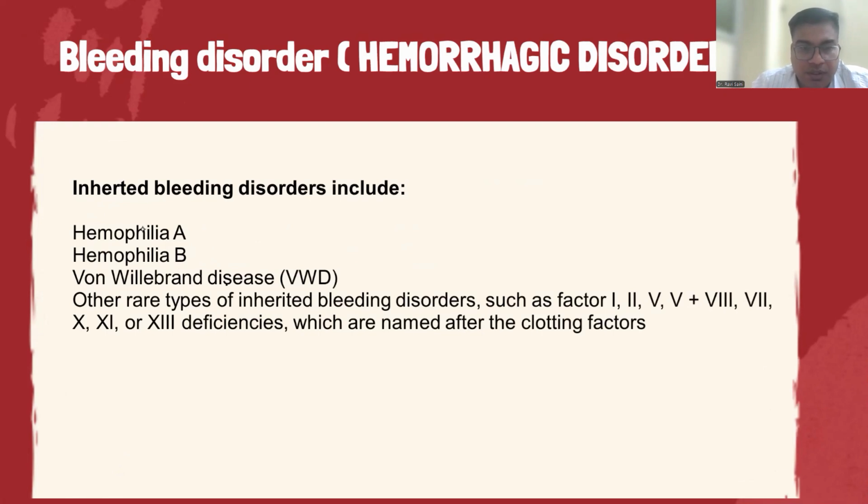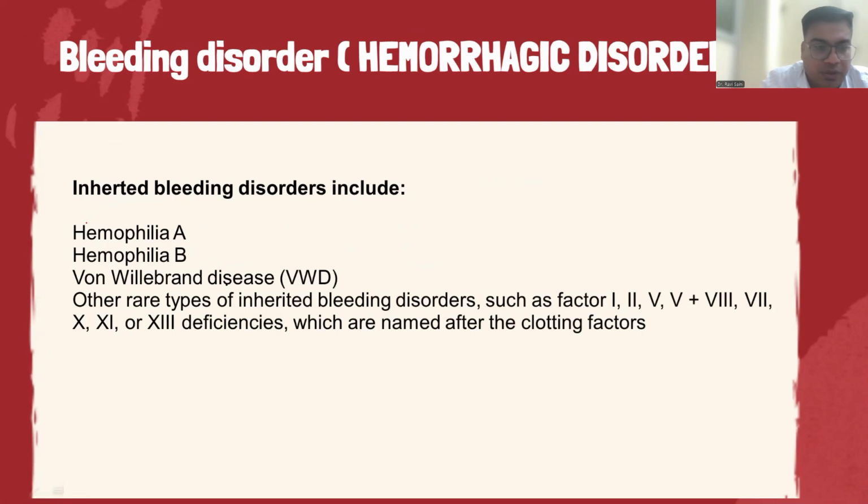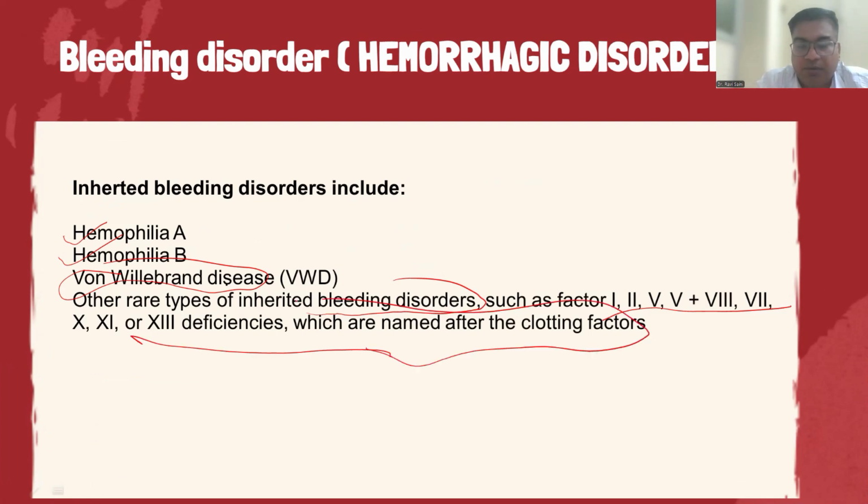The second category is the inherited bleeding disorders, in which we have some common examples like hemophilia A, hemophilia B, von Willebrand disease, and some other inherited bleeding disorders which occur due to the various factors, and these deficiencies are named after the clotting factors.